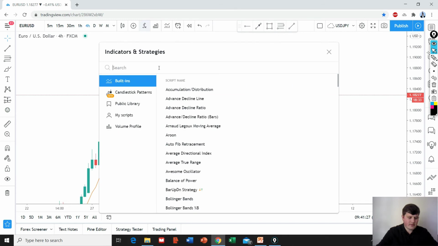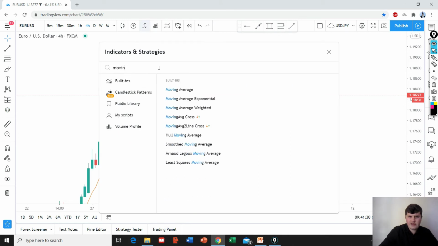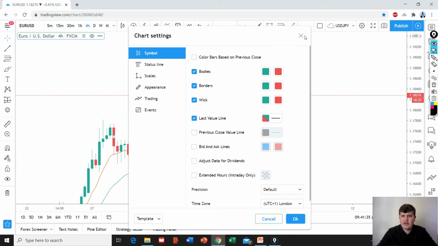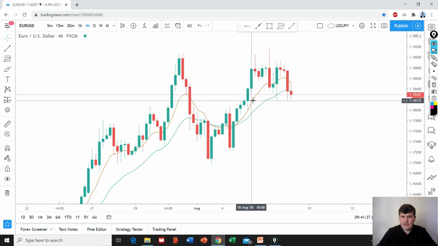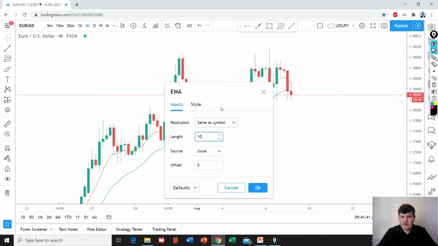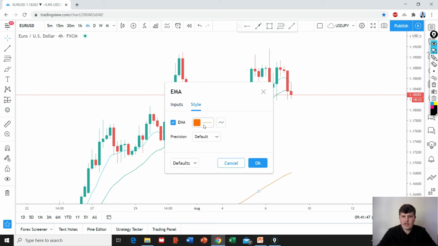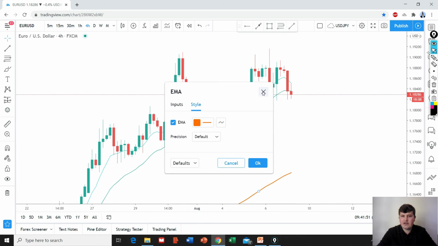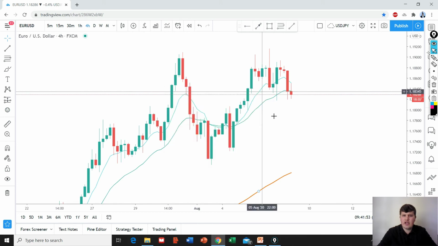Let's enter our 100 exponential moving average. As you can see, the default is always set to 9. In this case, I just click on this 9, and we're going to set it to 100, meaning 100 consecutive candles backwards. We're going to stick to orange. I like to make it a thicker color, the bigger the moving average becomes.